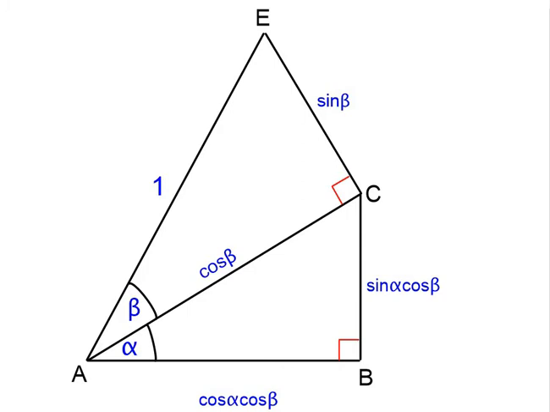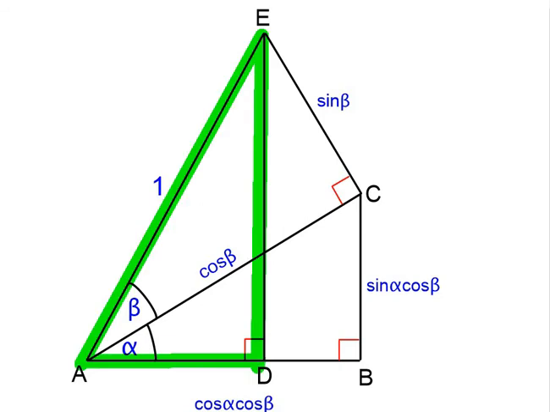Now so far I have two triangles with an angle alpha in one of them and beta in the other. I need a triangle with both alpha and beta in it, so I need to draw a vertical line from E going straight down to draw a new triangle like this. So you can see in this new triangle there's a right angle here, and this angle here is alpha plus beta.